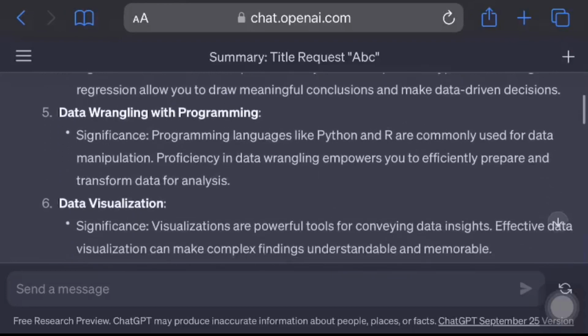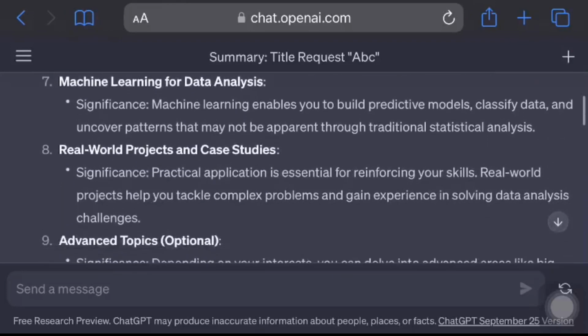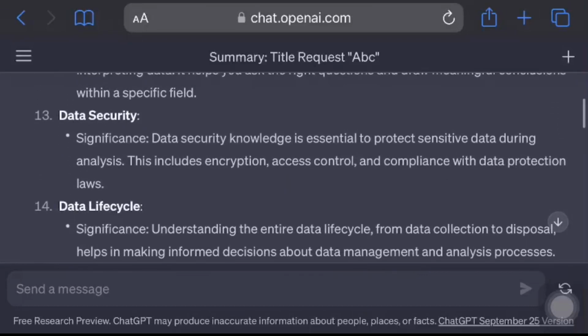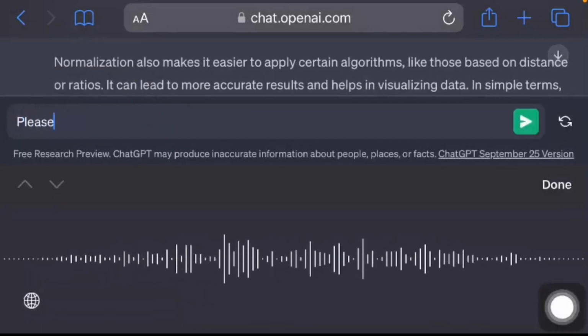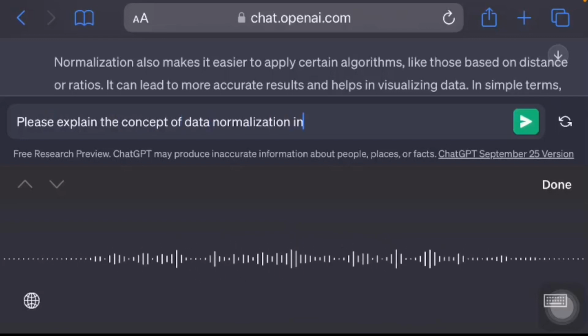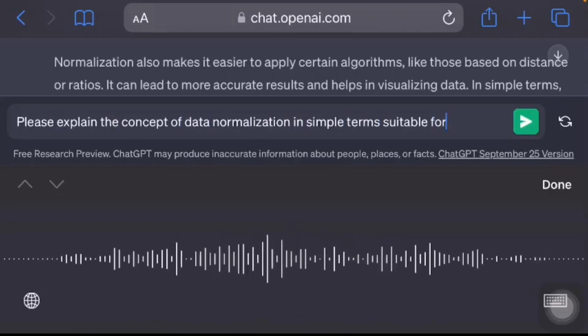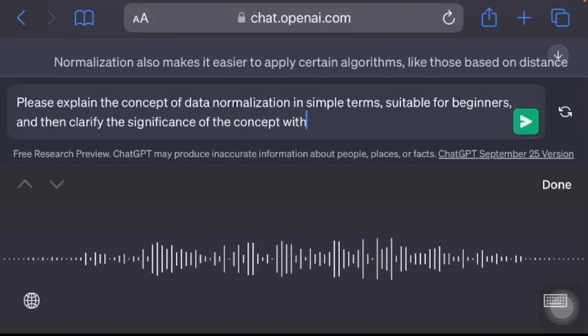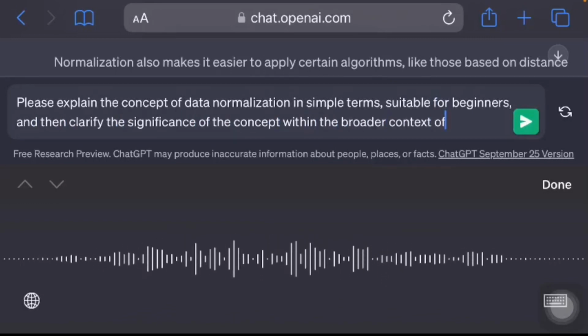Let's dive into a practical data analysis scenario. Imagine we are exploring the concept of data normalization. Please explain the concept of data normalization in simple terms suitable for beginners, and then clarify the significance of the concept within the broader context of data analysis.